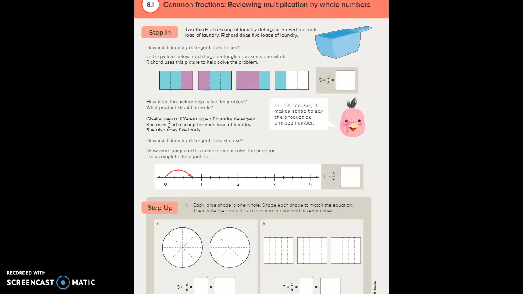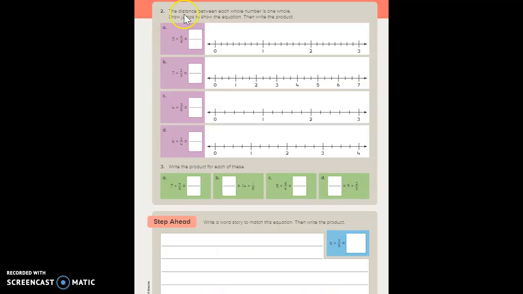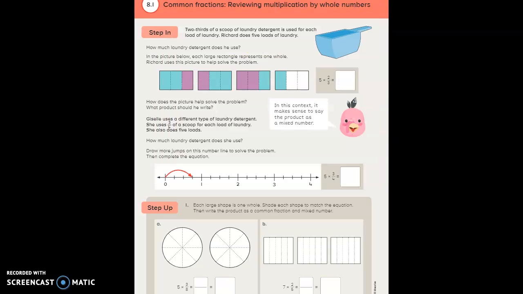Hi guys, today you're going to start by multiplying fractions with whole numbers. I'm going to show you the steps to complete that. I'll show you a few examples on the step up, and then we'll also look at part 2, or number 2, and how to do these with number lines.